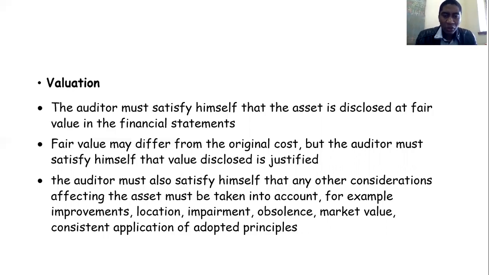What considerations do we have that can affect the asset? Improvements on the asset, location of the asset, impairment of the asset, obsolescence of the asset, market value of the asset, or in certain circumstances, consistent application of adopted principles that relate to the assets. So if our motor vehicle, that Toyota Hilux that we were speaking about, has improvements, it's no longer costing 56,000. Probably we have improved our asset.